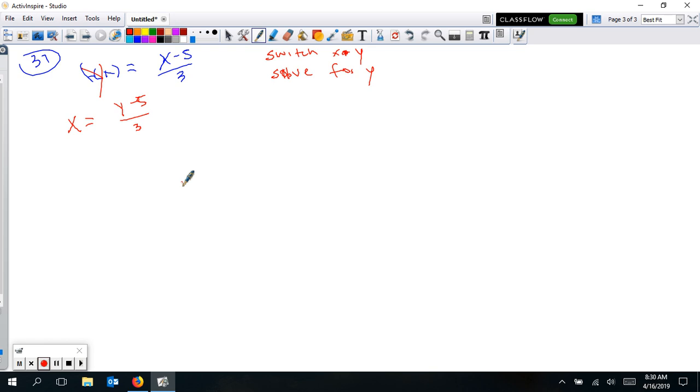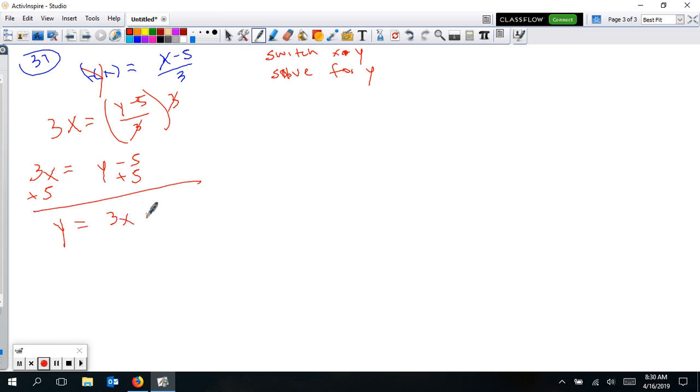And to get this to solve for y, we want to first multiply by 3. So we're going to times this by 3. So 3 is canceled. Times this also by 3 over here. So 3x is equal to y minus 5. And now we're going to be able to just say add 5. So plus 5. So our y then would equal 3x plus 5. So this is our inverse function.